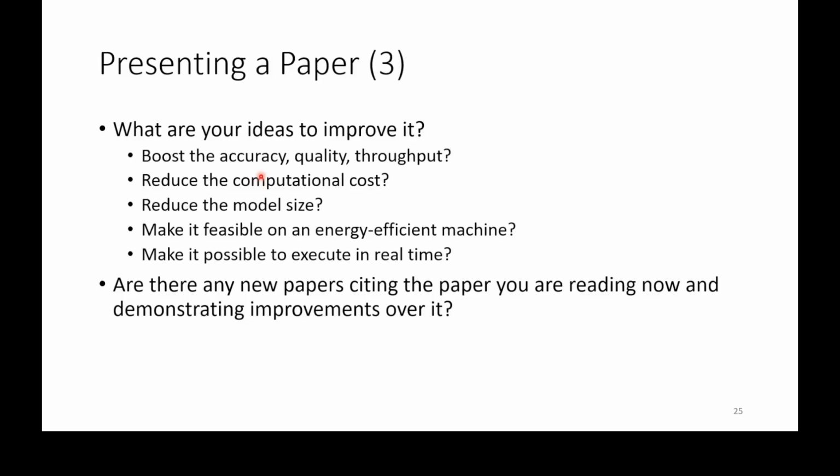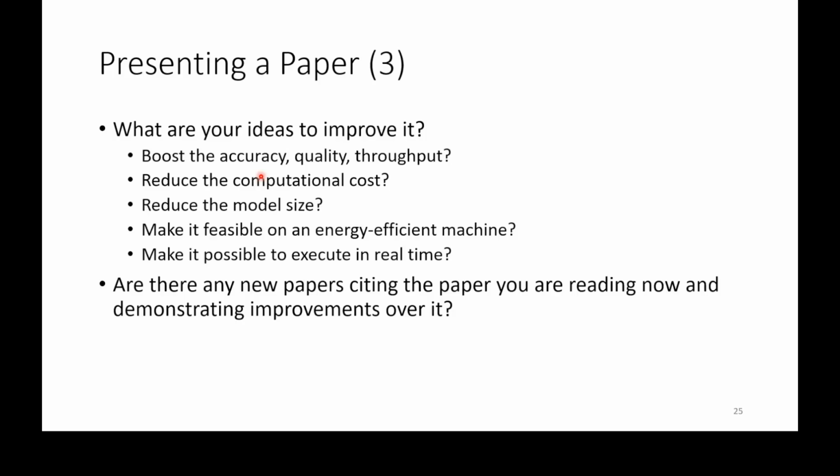Okay, then there's a final question. After reading the paper, suppose you have the resources to reproduce the experiment results, then what is your idea to improve the paper? If you want to publish a paper, you need to show some improvement. Okay, and there are many ways to do it. Could you improve their accuracy, their quality, or their throughput? Okay, or can you reduce their computational cost? Could you reduce their model size?